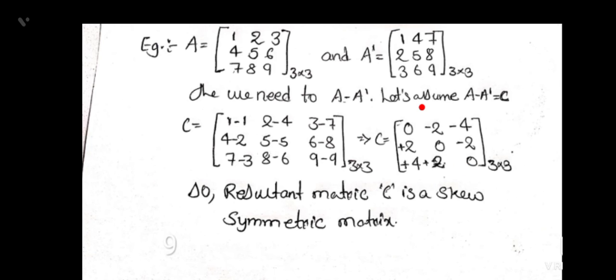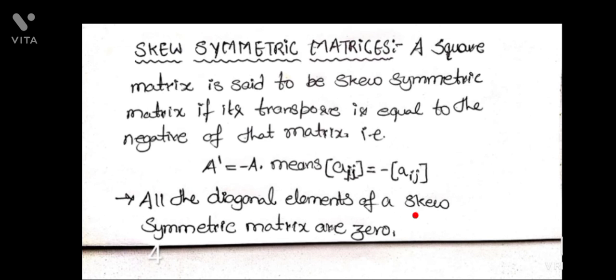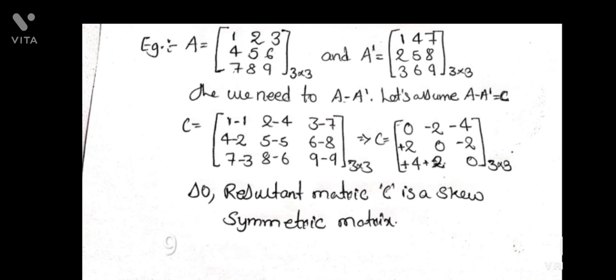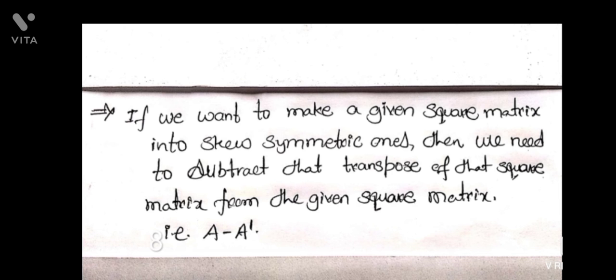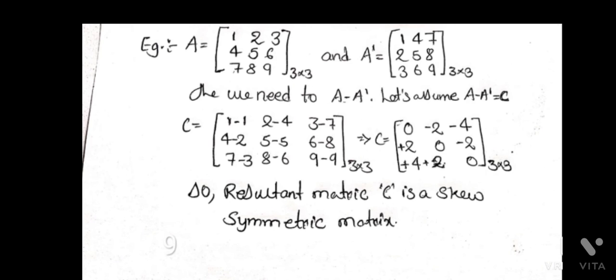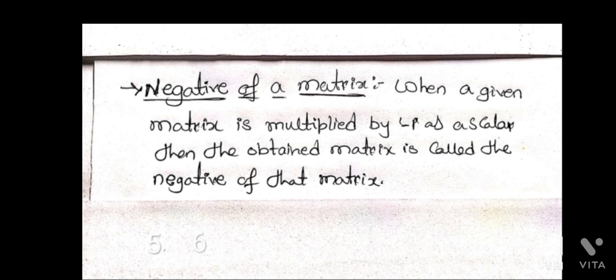And one more recognition of it is the diagonal elements. The diagonal elements are 0, as the rule said that all the diagonal elements of a skew symmetric matrix are 0. So here also we can see all the diagonal elements are 0, so we can say this is a skew symmetric matrix. And also, by obtaining it from the given rule, subtracting the transpose of the square matrix from the given square matrix, we get a skew symmetric matrix.